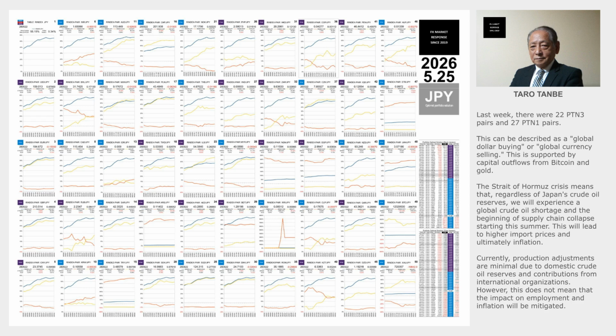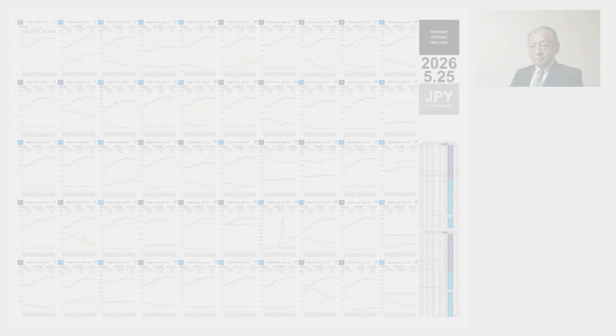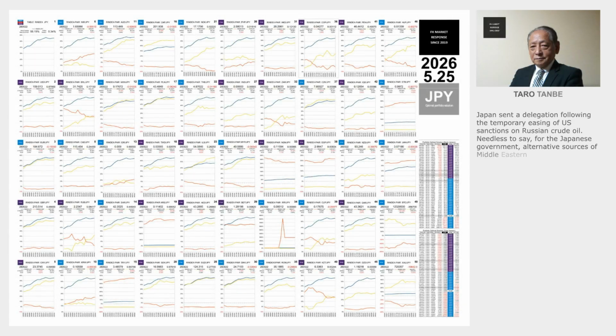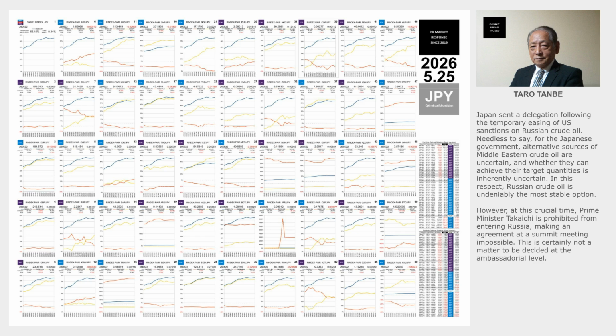Currently, production adjustments are minimal due to domestic crude oil reserves and contributions from international organizations. However, this does not mean that the impact on employment and inflation will be mitigated. Japan sent a delegation following the temporary easing of U.S. sanctions on Russian crude oil.